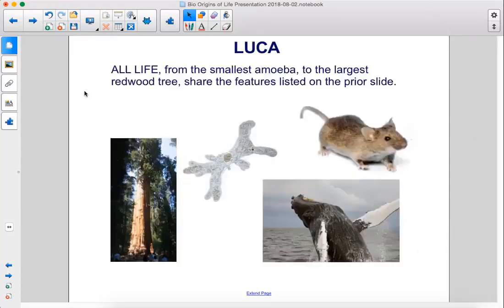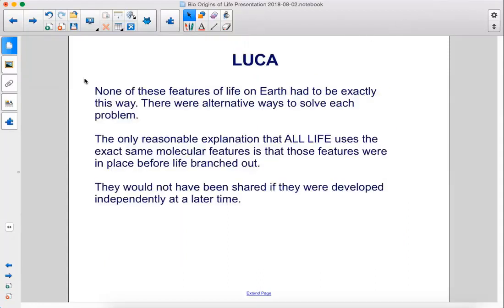All life, from the smallest amoeba to the largest redwood tree, shares the features listed on the prior slide. None of these features of life on Earth had to be exactly this way. There were alternative ways to solve each problem. The only reasonable explanation that all life uses the exact same molecular features is that those features were in place before life branched out. They would not have been shared if they were developed independently at a later time.